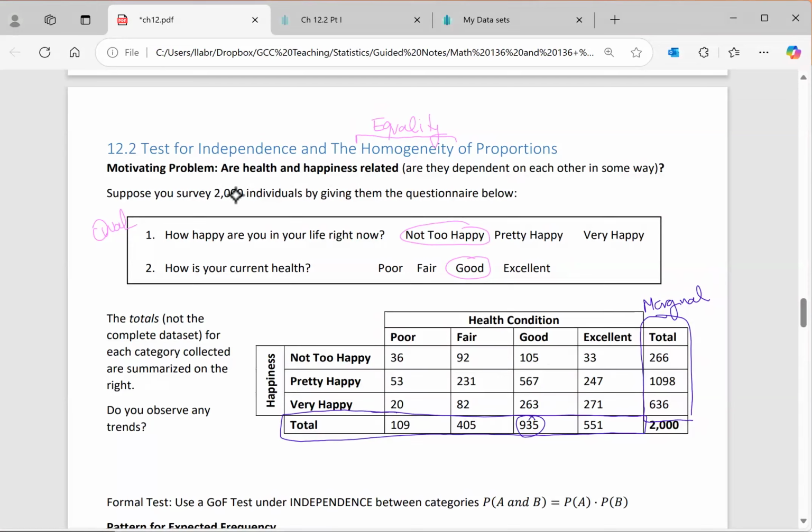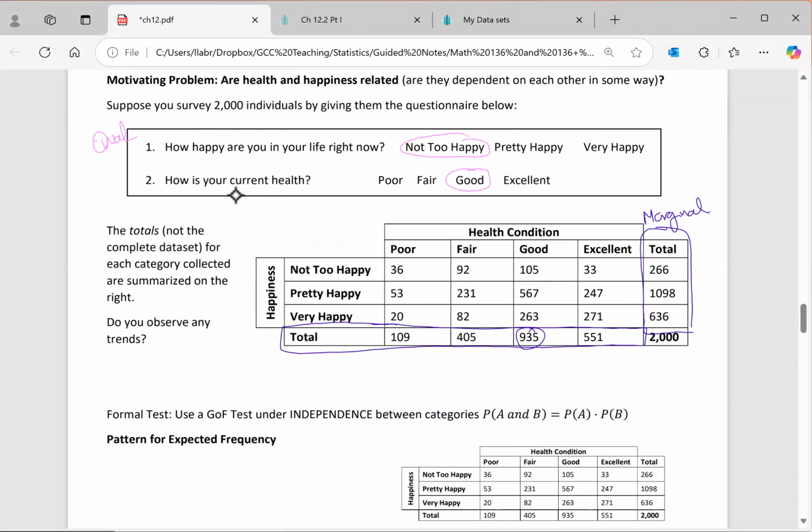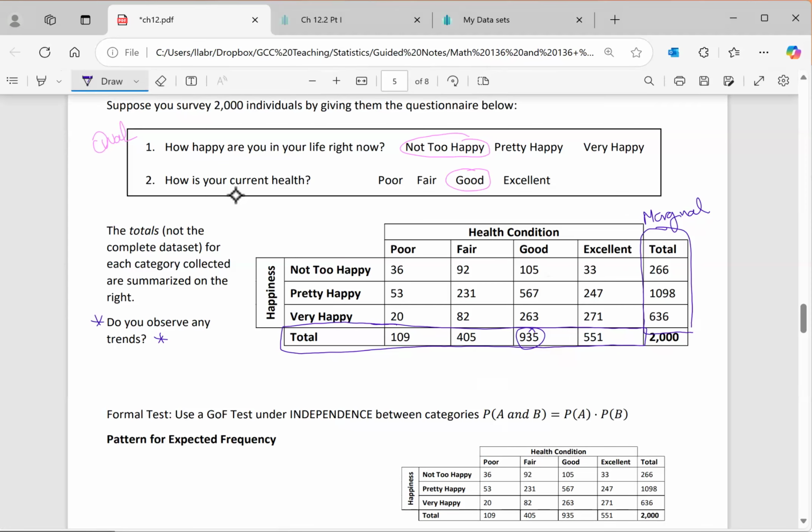So our question is basically going to be very similar to chapter 5. In chapter 5, we said, are these categories independent? So there is this little question here that says, do you observe any trends? If you look at this carefully, I'm not sure if you do observe any trends, but the best way to observe trends would be with a graphic, so a chart that depends on these categories. What we're going to do is something a little bit different.